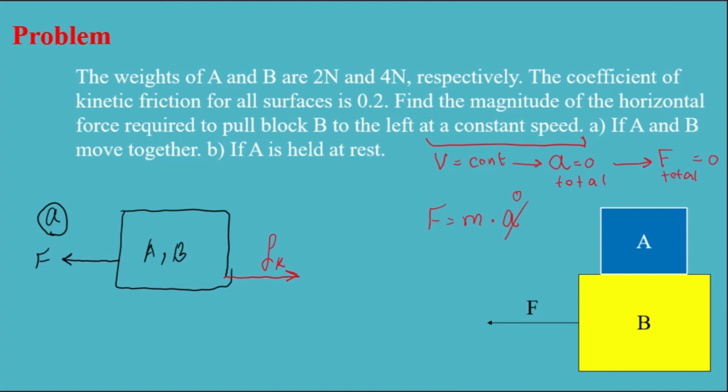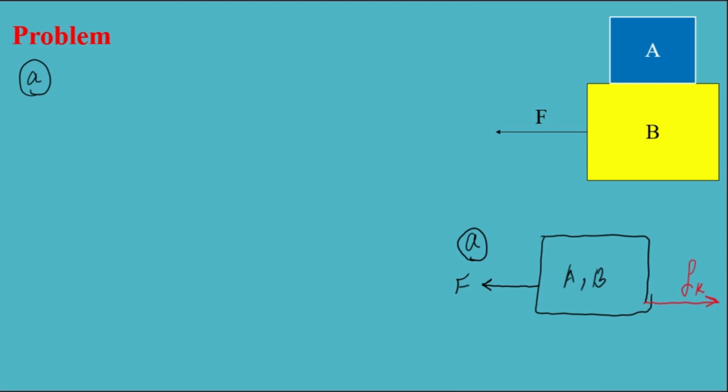Now let's go back to part A. I'm going to write Newton's second law in the x and y axes. Let's start with the x axis. My total F in the x axis is equal to ma, right? But acceleration is 0, as I said, so the total F is going to be 0. So what I have then is F minus Fk, where F is the applied force and Fk is the friction force. If this is 0, then my F is going to be equal to Fk.